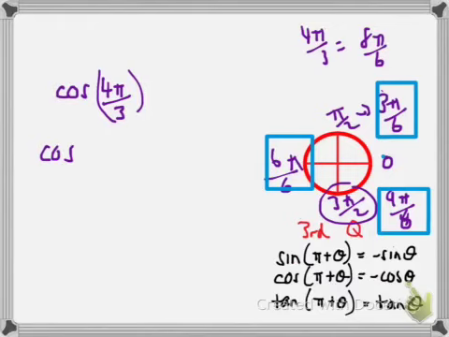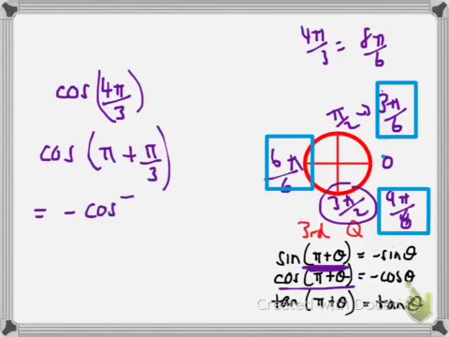So cosine 4 pi on 3 is going to be cosine, because it's in the third quadrant, we're looking at what we are adding to pi to get this angle. Pi plus pi on 3. According to our rule, cosine of pi plus an angle equals negative cosine of that angle. So it's going to be negative cosine pi on 3. Cosine pi on 3 is a half, so our answer is negative a half.